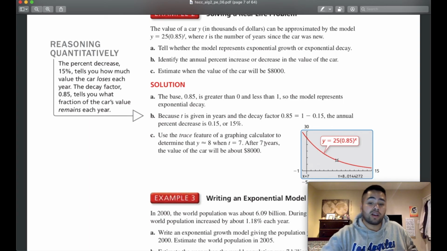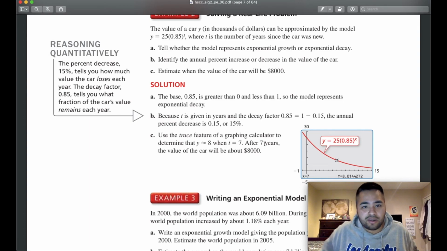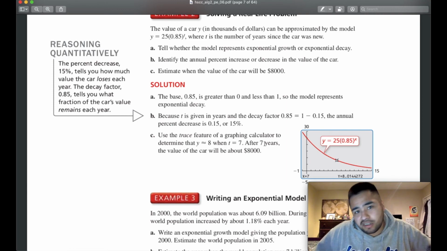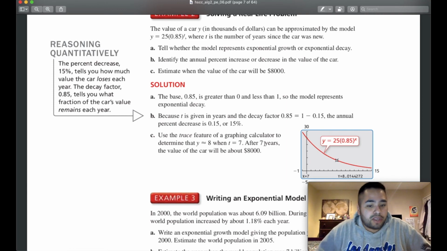So you notice that the answer on Desmos was 7.011, and well, the 0.011 is part of the year, so I don't know how long that is in terms of months. I don't know how long that is in terms of days. So what they want you to estimate is that t is equal to 7.